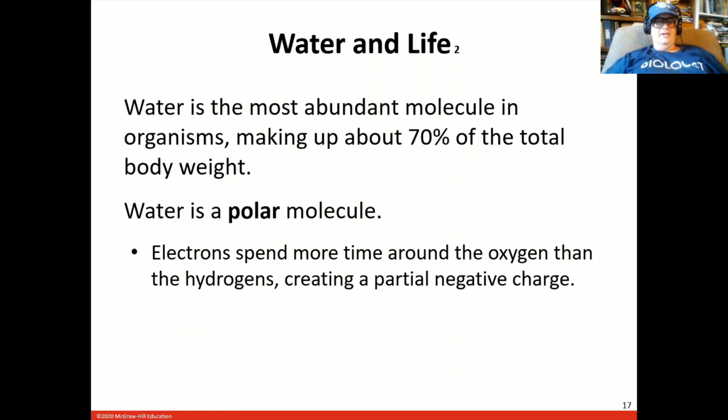So there's the book saying the same thing. Electrons spend more time around the oxygen than the hydrogens, and that creates a partial negative charge. So what that means is that every water molecule has an oxygen end that's a little negative and a hydrogen end that's a little bit positive, and they line up with the other water molecules. So the negative of this one faces the positives of this one, and the negative of this one faces the positives of that one.